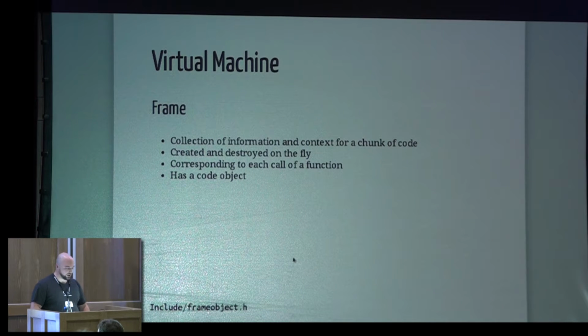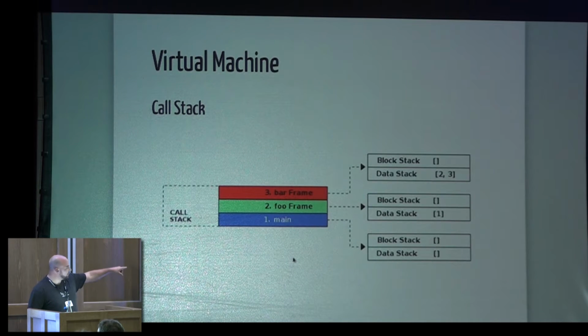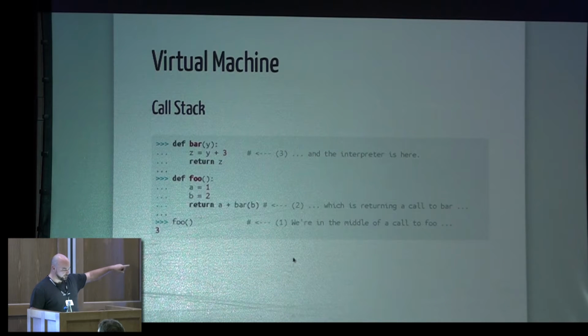And, of course, a frame as an object, a code object. For the call stack, it's just an example. We have the foo function. This foo function will be at the bottom of this stack, the first element, okay? When I call the foo function, I will use the bar function. This bar function will return a value.